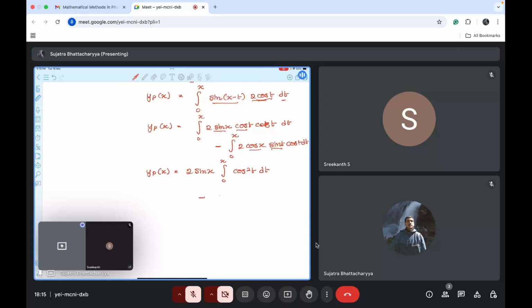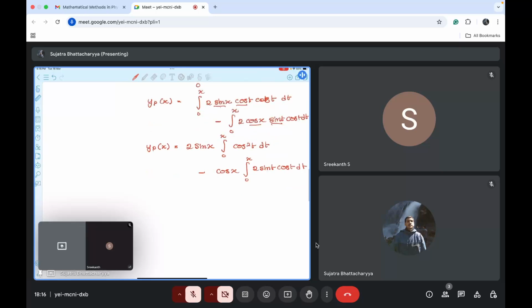Next one, you can take cos x. Leave 2 inside because you will understand why. Because you have a sin t and cos t, and you know the 2 sin a cos a is your sin 2a. So that's why we have intentionally kept this 2 in the second integral. So finally, what we can do, so this is 2 sin x.